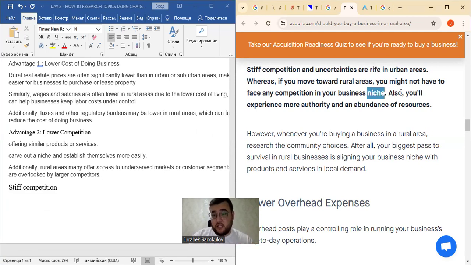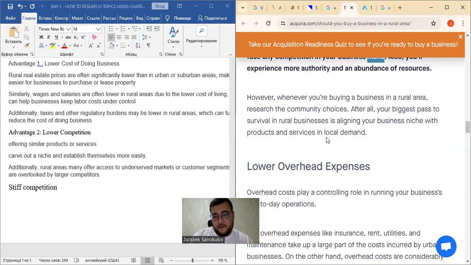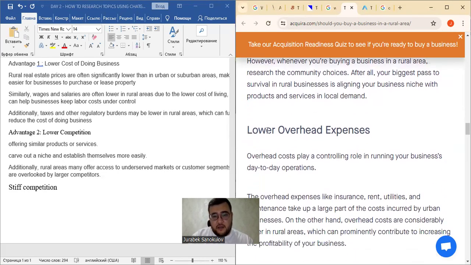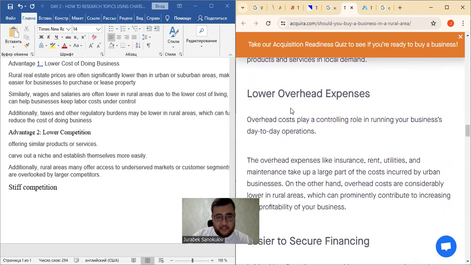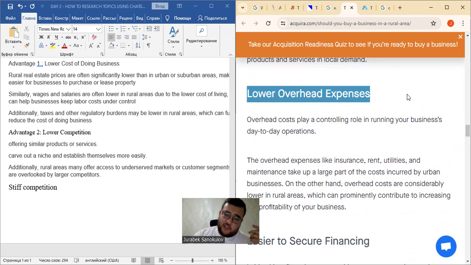So they're using the word niche. Also, you'll experience more authority and abundance of resources. Okay. Lower overhead expenses. I mean, that's a nice advantage as well. Overhead expenses basically refer to expenses, money that you have to spend to create the business itself. For example, insurance, taxes, advertising, these are called overhead expenses.